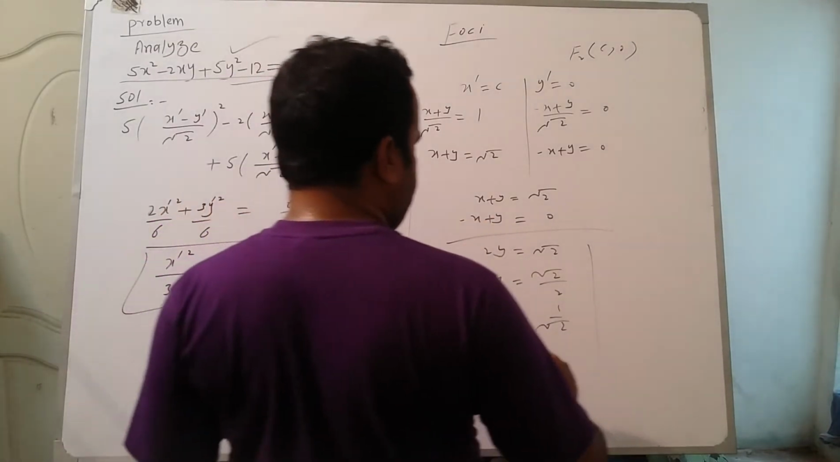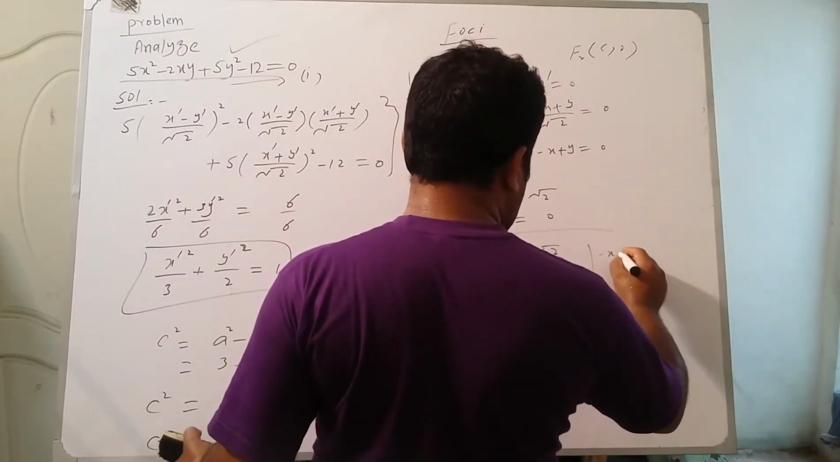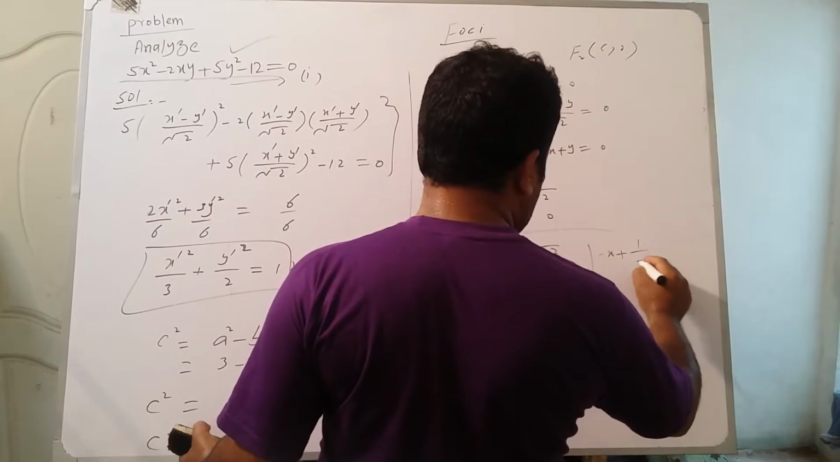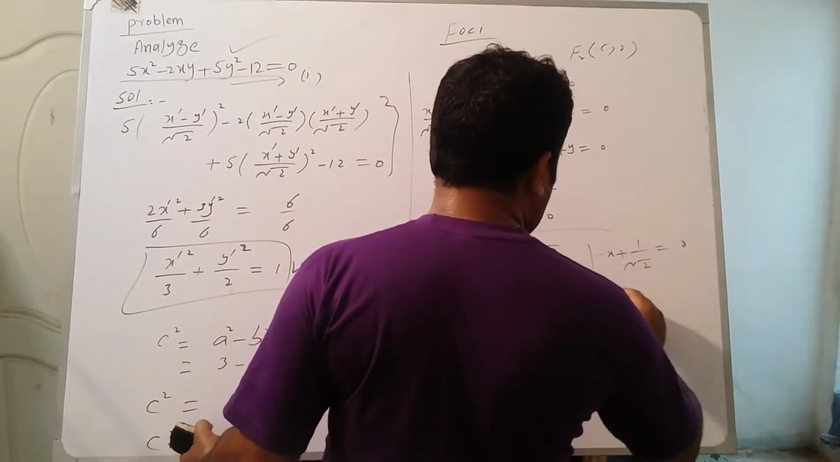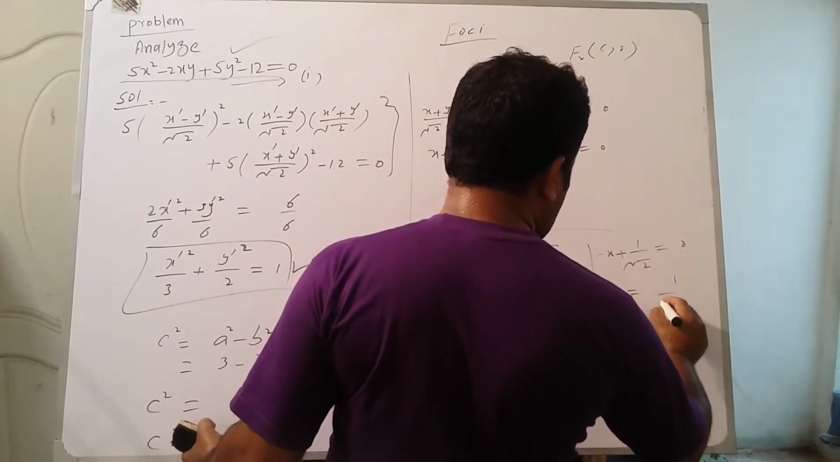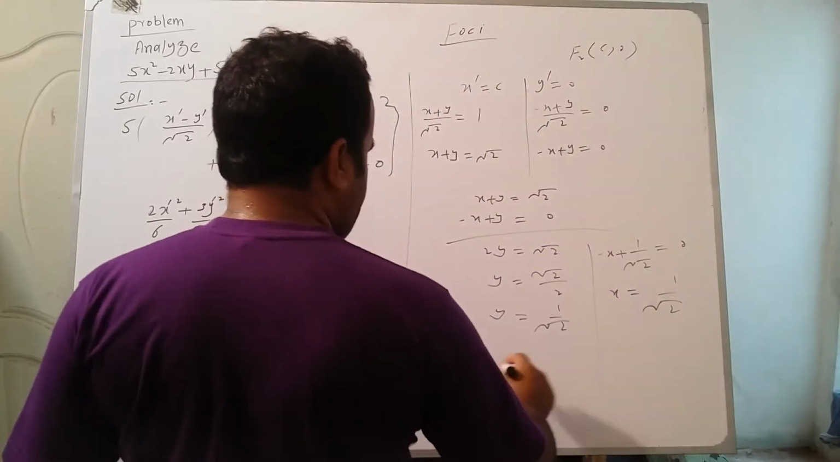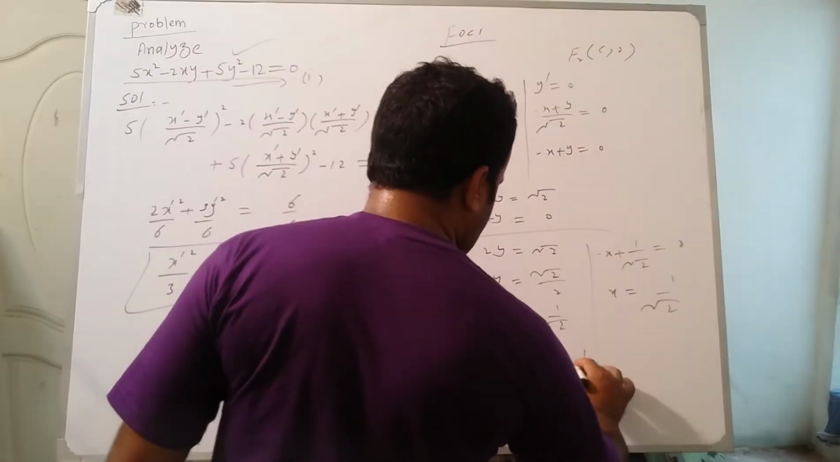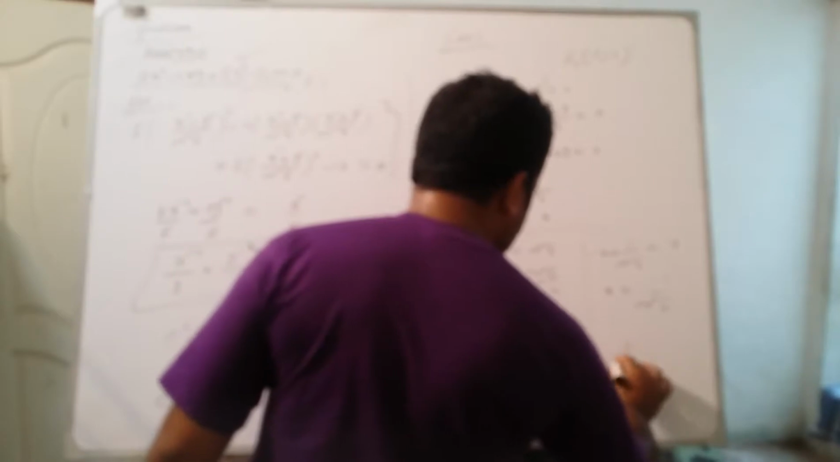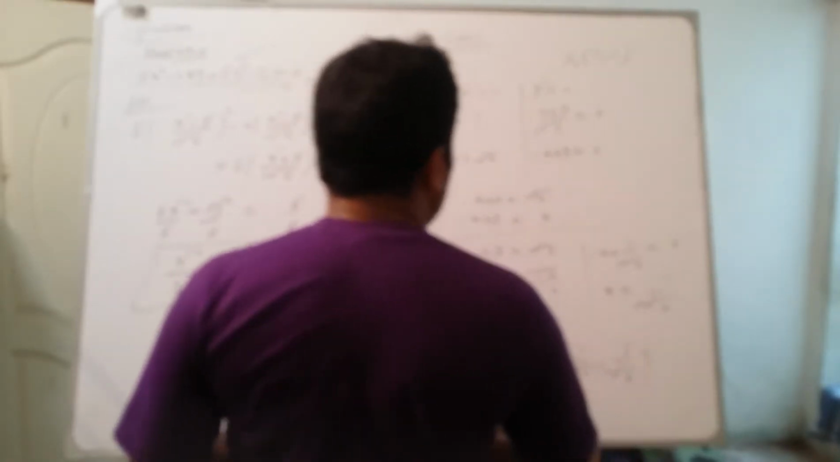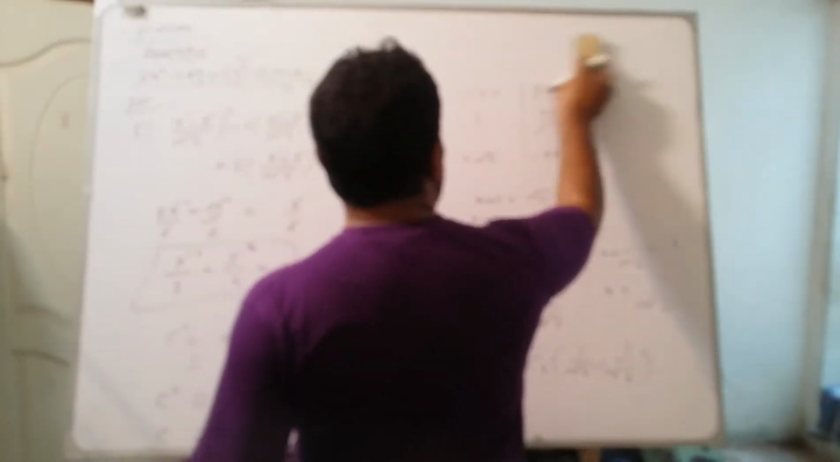Putting over here, minus x plus 1 over root 2 is equal to 0, so x is equal to 1 over root 2. So our f2 is (1 over root 2, 1 over root 2). Now we find the vertex.